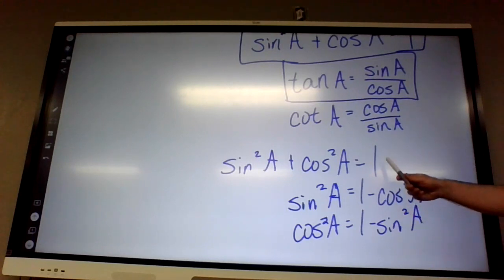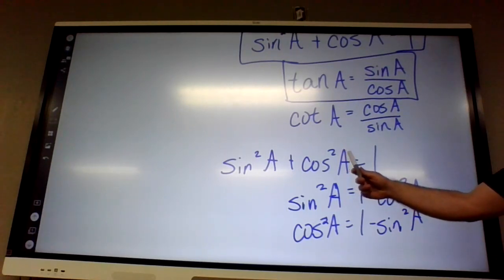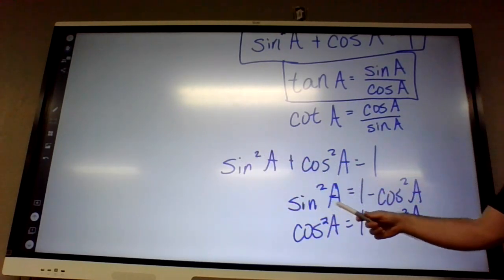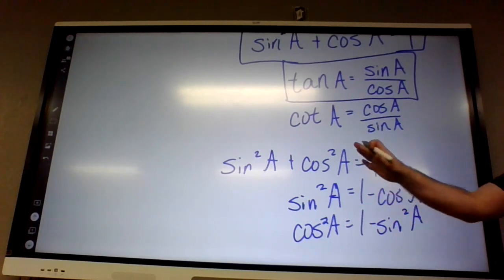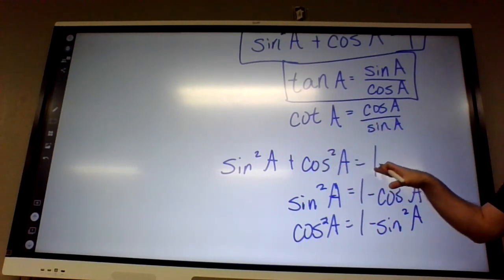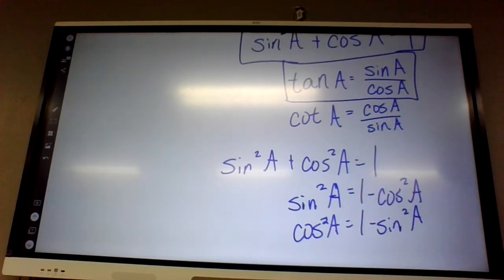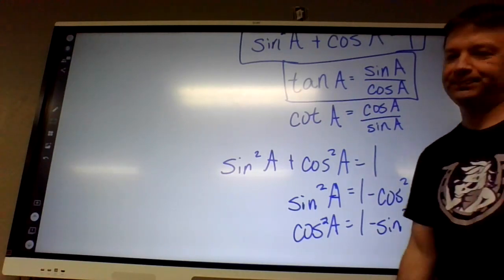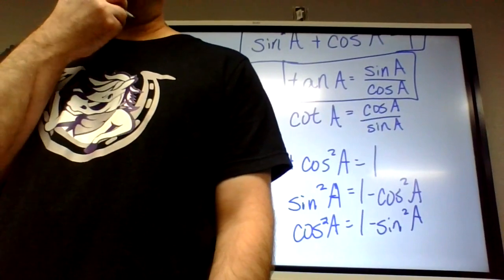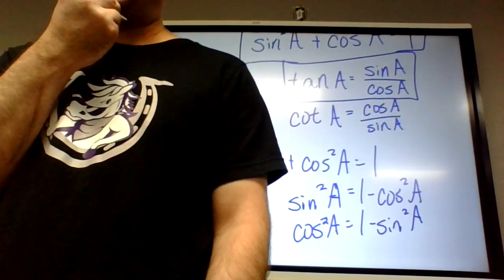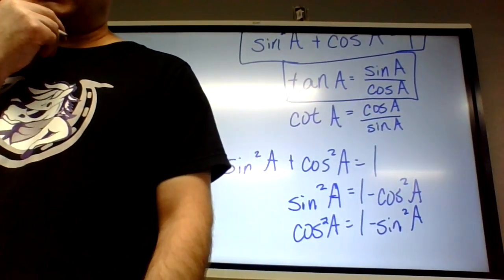You could even subtract the 1 to the left, you get cosine squared minus 1 equals, and then subtract sine squared over here. So you can move these around in a lot of different ways. Probably it's going to be one of those three though. Lots of stuff. Okay, so number 1, determine sine squared, cosine squared, and all that jazz.